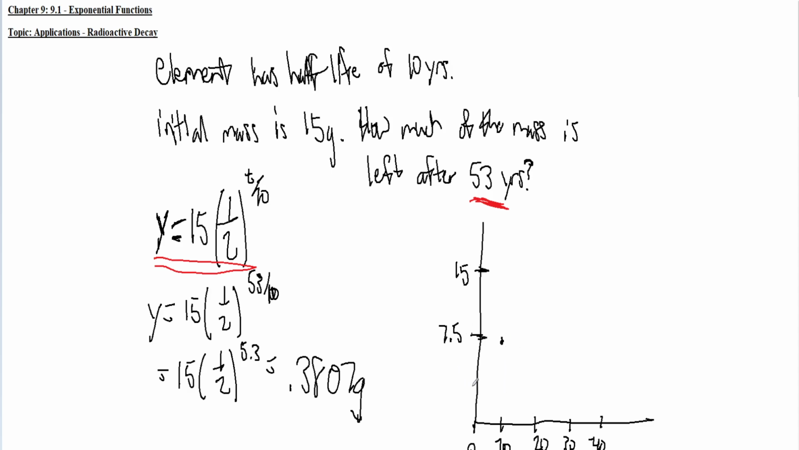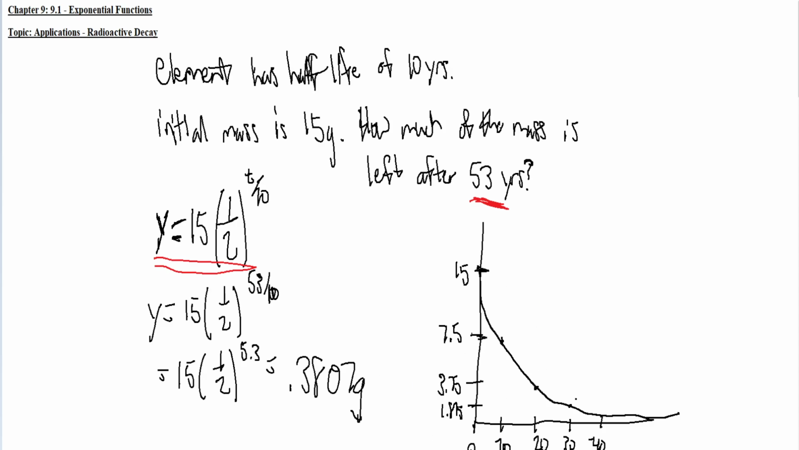And after another decade, we have another half of our radioactive isotope. And after another decade, we have half of our remaining mass. So as you can see, if we were to sketch this, it begins to follow an exponential decay.